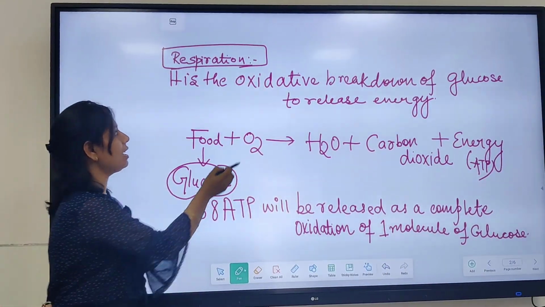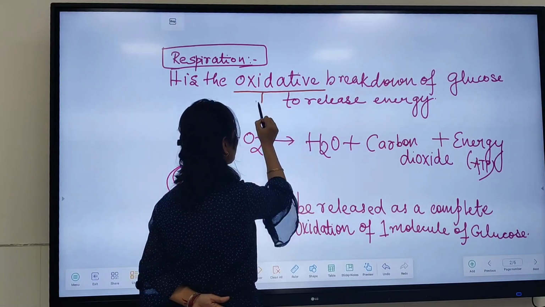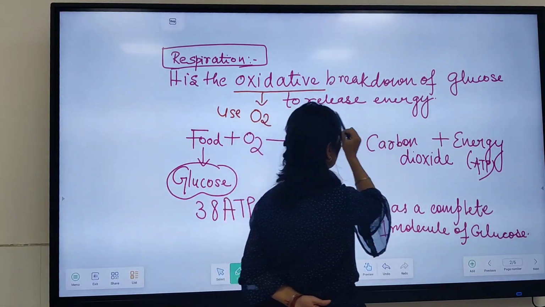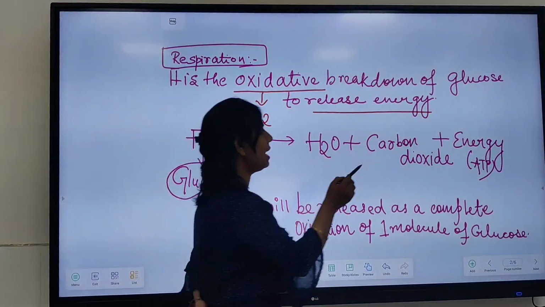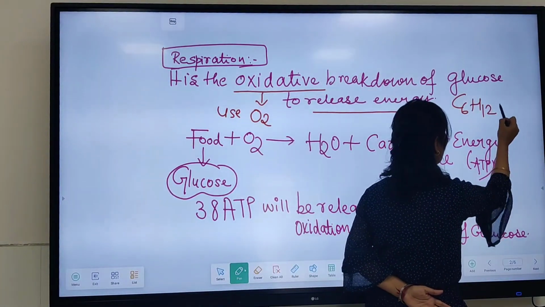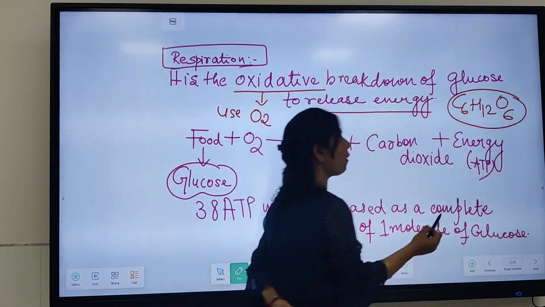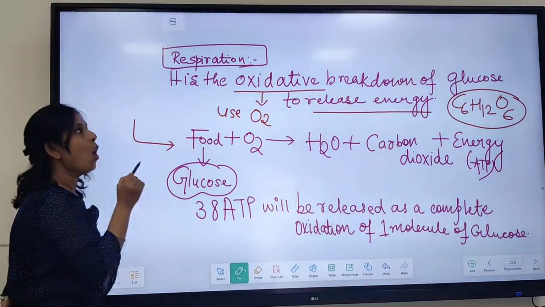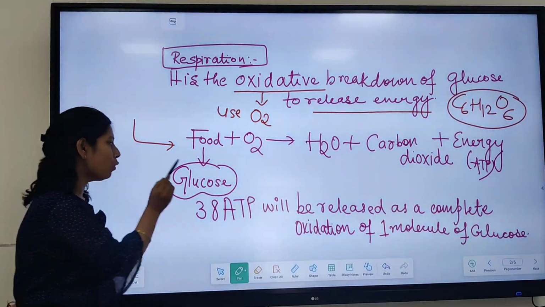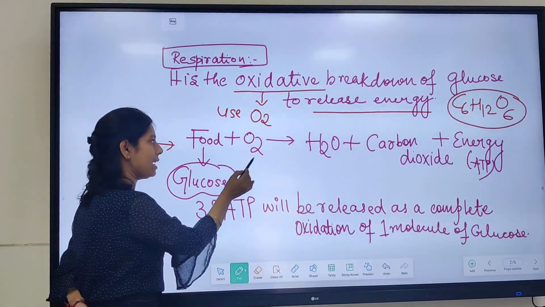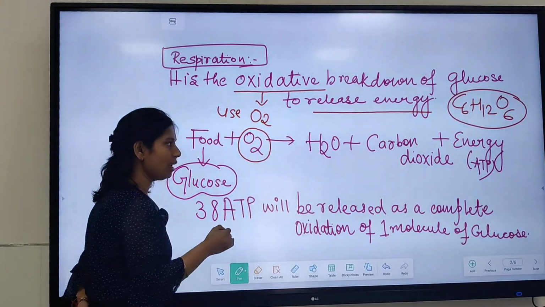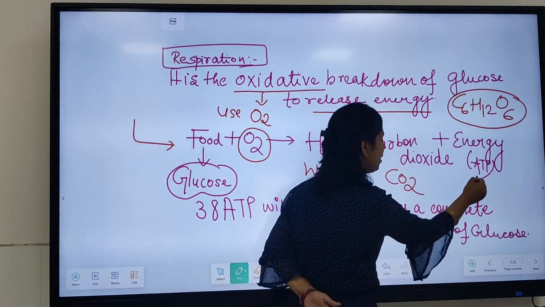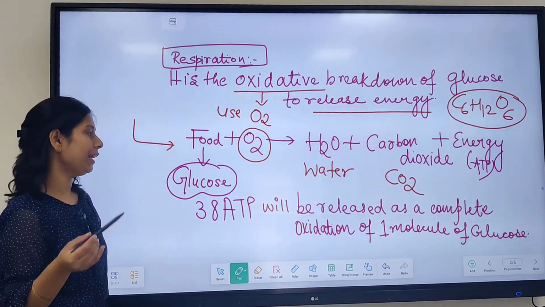Let's go ahead with the next point. What is respiration? I have already told you, oxidative breakdown, that means use of oxygen. We will use oxygen to break glucose to release energy. What is the formula of glucose? It is C6H12O6. This is the actual formula of glucose. We have to break the glucose to release energy. Let's understand the equation of respiration, which is very, very important. Food, which is actually our glucose, is broken down in the presence of oxygen to release water, carbon dioxide and energy, which can be used for the formation of ATP.